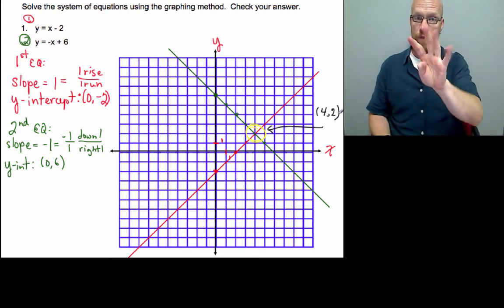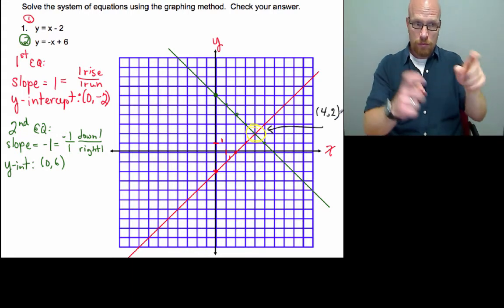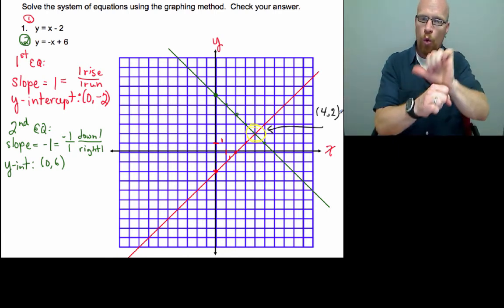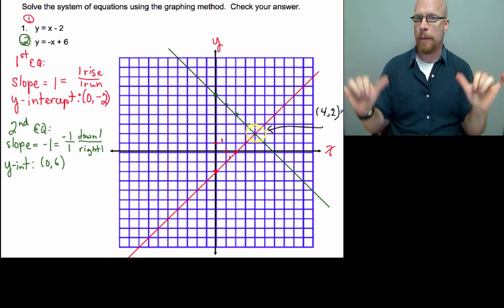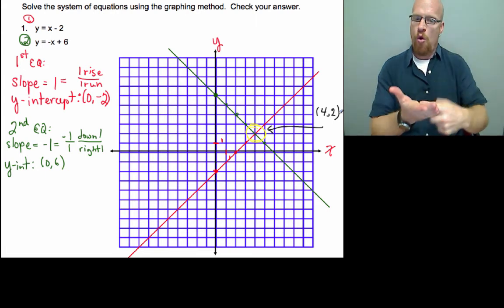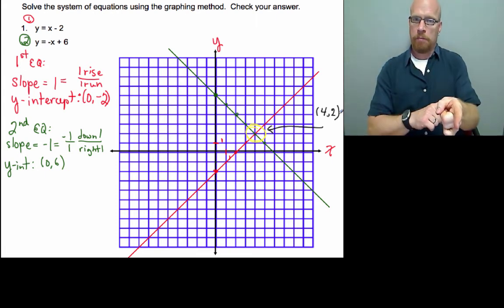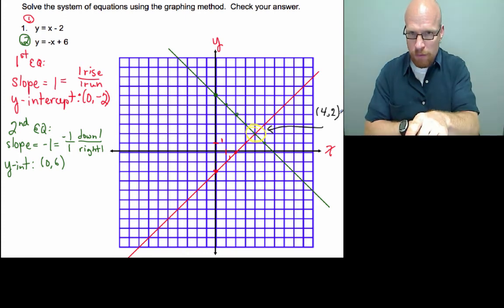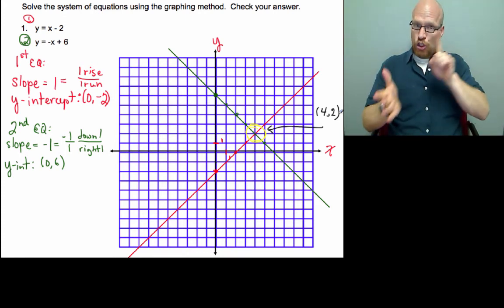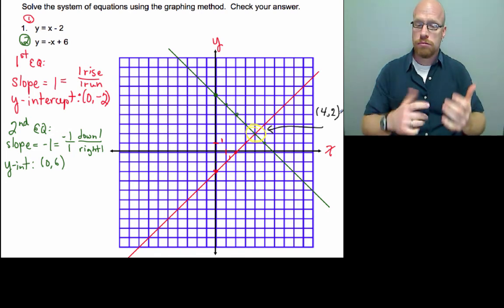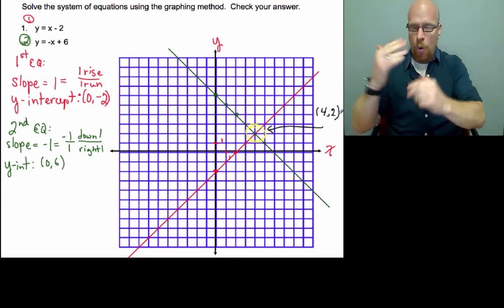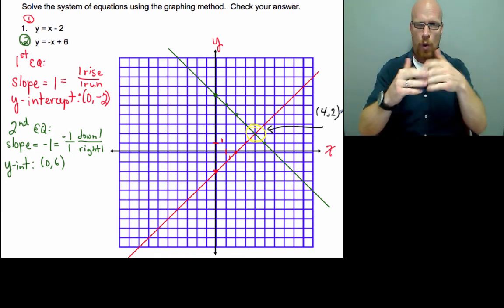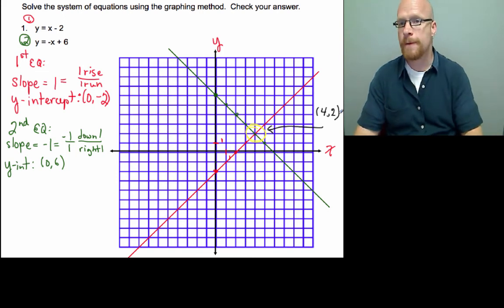So this point, (4, 2), the ordered pair, will work in both equations at the same time, simultaneously. This is the answer for the system of our two equations. Now, I can check this answer, and how I do that would be to replace the x variable and the y variable in both equations with these two numbers, 4, 2.